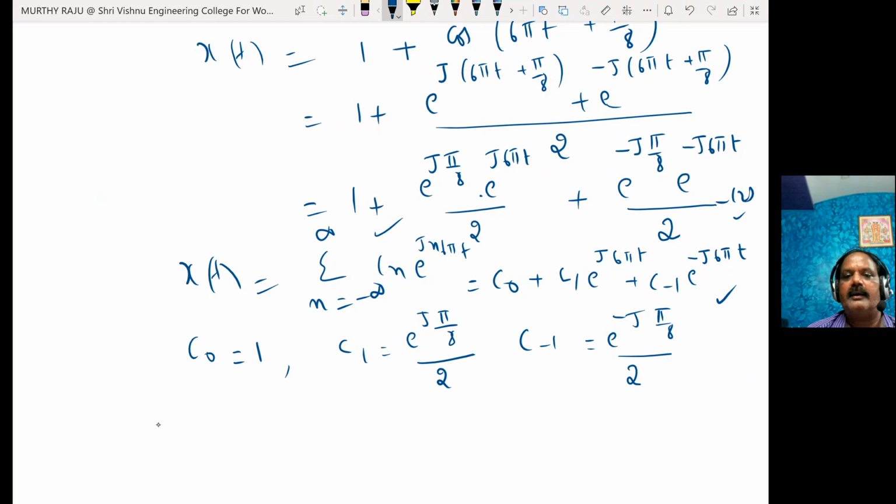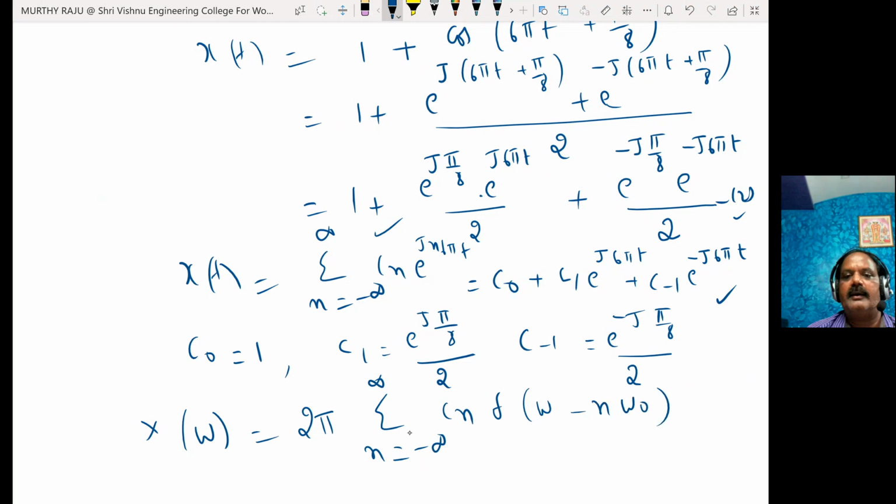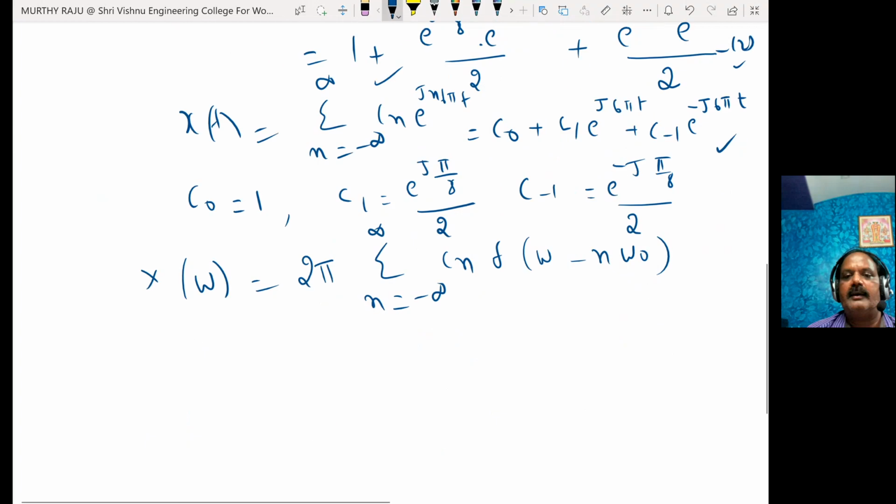But in the case of a periodic signal, the Fourier transform general formula is X of omega is equal to 2 pi sigma n is equal to minus infinity to plus infinity Cn shifted impulse delta of omega minus n omega naught. Here the n values are 0, 1, and minus 1. Omega naught is 6 pi.